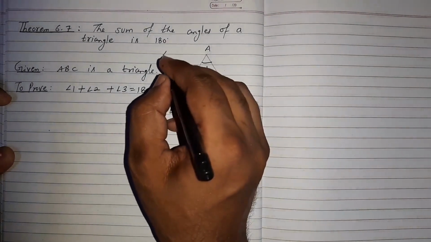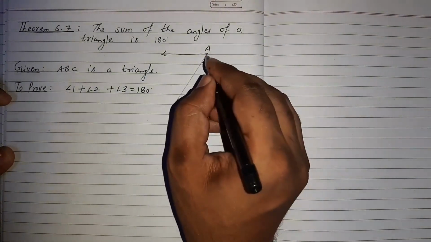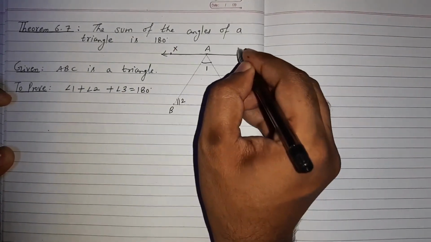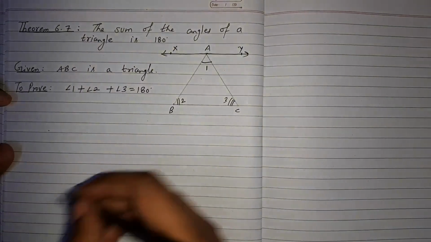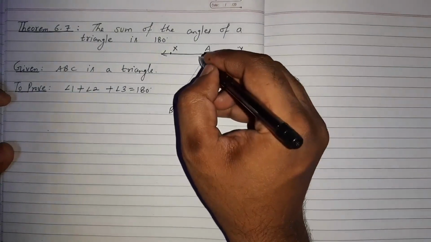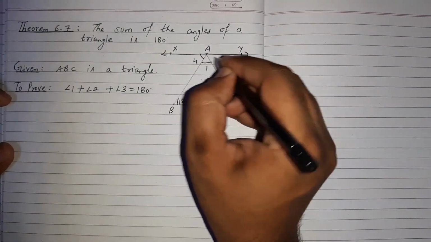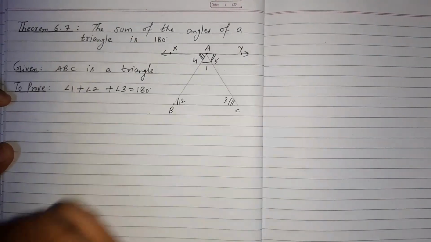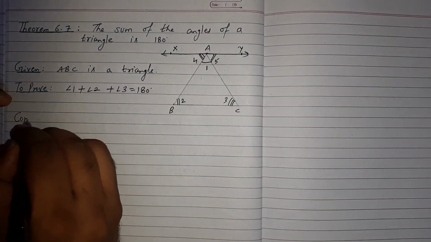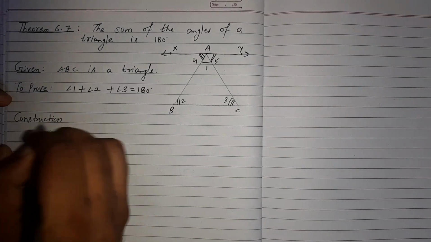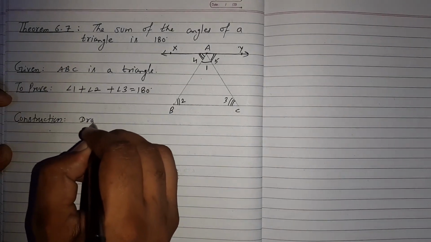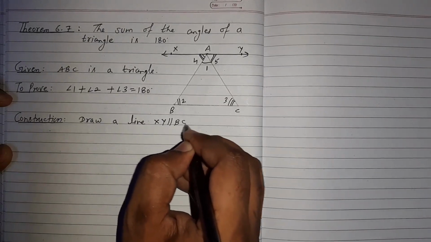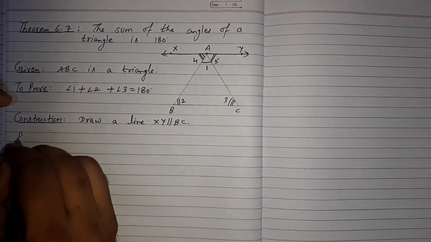Now in this theorem we will do a construction. We will draw a line parallel to BC, passing through the point A. We will draw a line XY parallel to BC, passing through the point A, and suppose these angles are 4 and this angle is 5. So in construction we will write: draw a line XY parallel to BC.